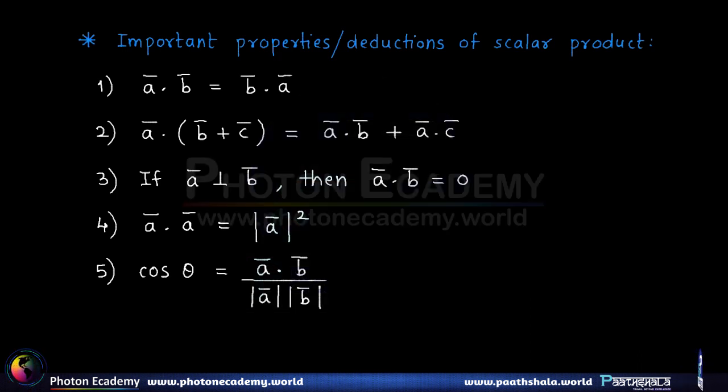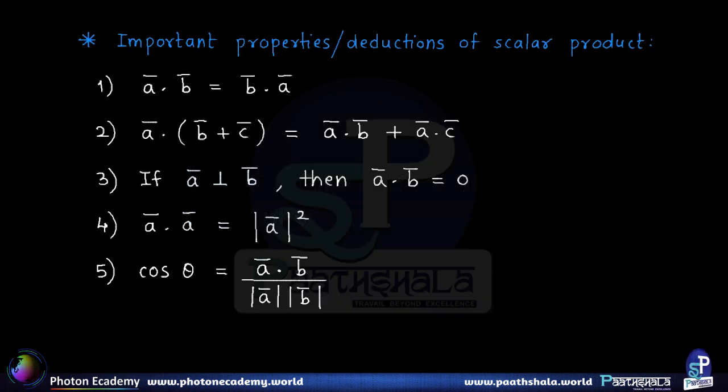Now the third one is again a very useful result, that is if a bar is perpendicular to b bar, then their scalar product is 0. Simply because if two vectors are perpendicular, then the angle between them would be 90 degrees, and hence since cos of 90 is 0, their scalar product turns out to be 0. This is a very important property that we use in many sums.